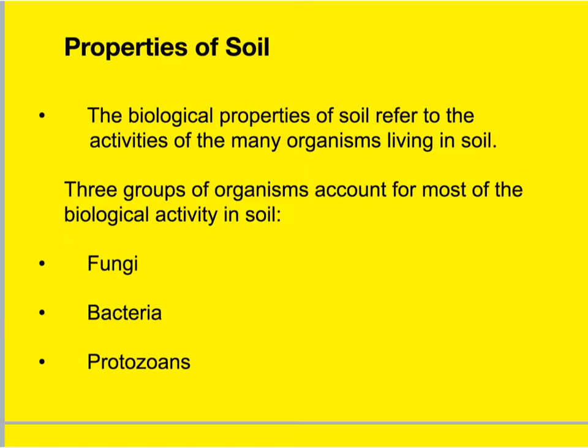And finally here we have the biological properties of soil, and that refers to all the activities and all the living organisms that are living in it. There are essentially three groups of organisms that account for almost everything that lives in the soil: fungus, bacteria, and protozoans. I want to say that these three groups make up somewhere between 80 and 90% of all the biological activity, and they are all single-celled organisms.